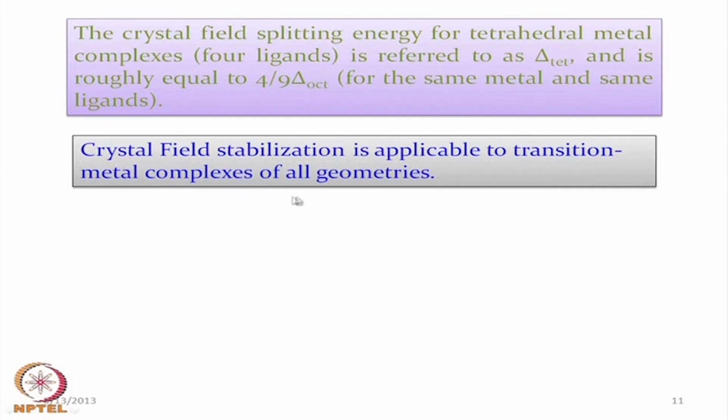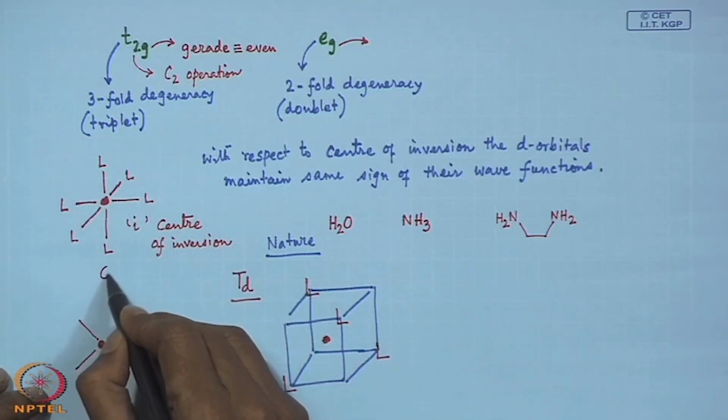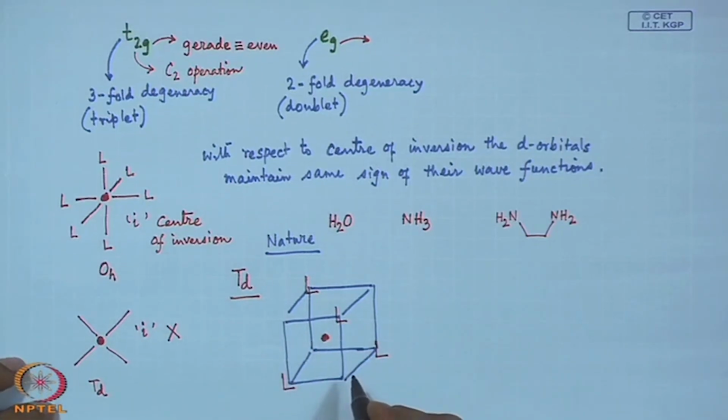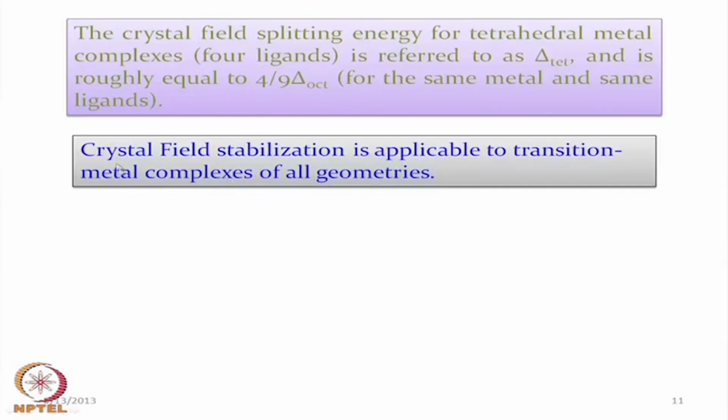Therefore, we have the corresponding crystal field stabilization, and we can calculate the crystal field stabilization energy, which can also be applied to other transition metal complexes. We can have different types of transition metal complexes in different geometries, the way we have seen for the octahedral geometry. This is for the octahedral geometry, and this is for the tetrahedral geometry. Now, if we go to other types of geometries, we will find that there is also the corresponding splitting.